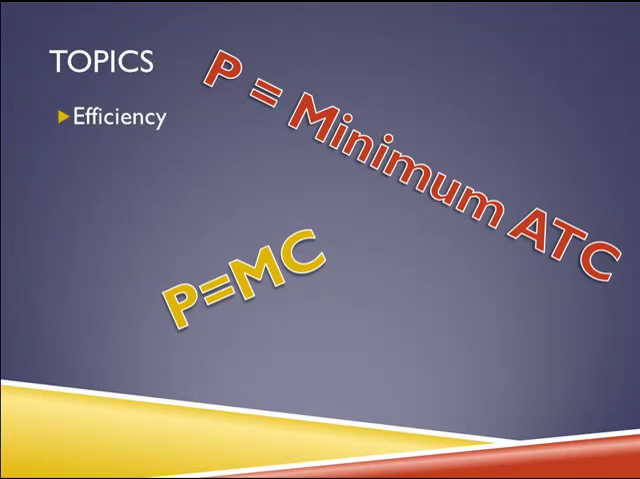Only perfect competition achieves both of these. A regulated monopoly might achieve allocative efficiency if the government regulates it where marginal cost equals demand.